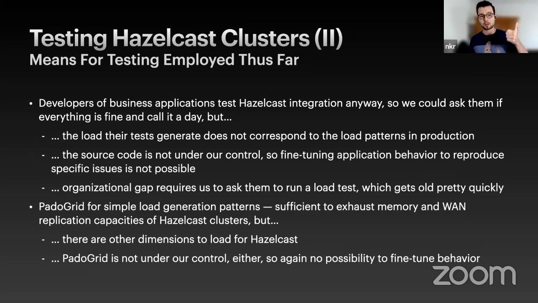The first one being that the load thus generated does not actually correspond to the load patterns in production. So the testing is not realistic. Second, the source code, of course, is not under our control. So fine-tuning the application behavior to really flesh out all of the aspects of our Hazelcast configuration is not possible. Plus, of course, we have no idea how precisely the application uses Hazelcast. So it's a bit of a black box for us.